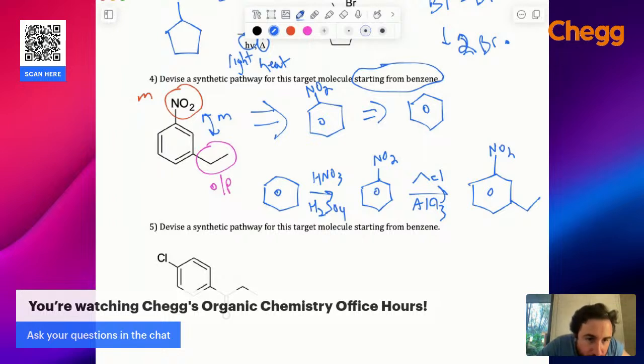Let's see. Jofi, if the first is nitration, the second step is Friedel-Crafts alkylation. Right? This is Friedel-Crafts alkylation.